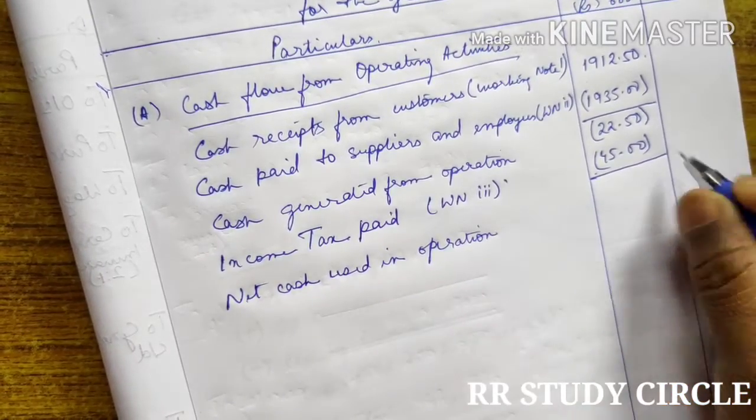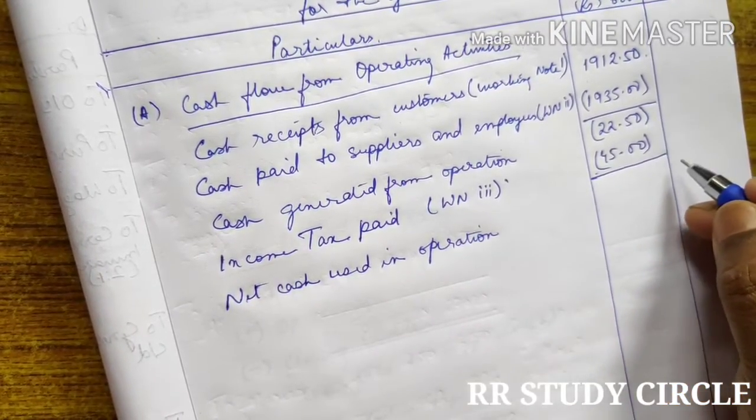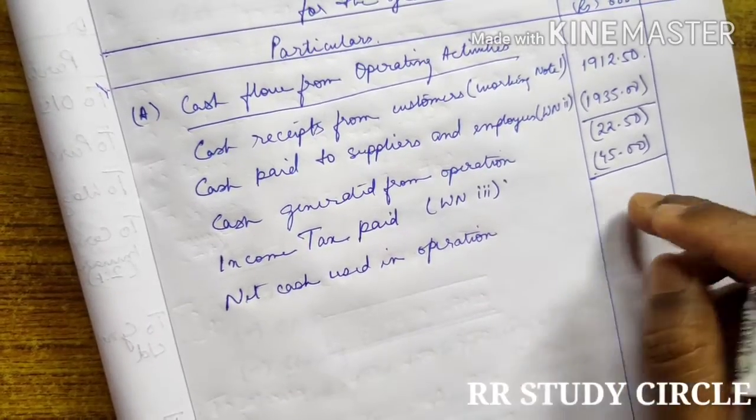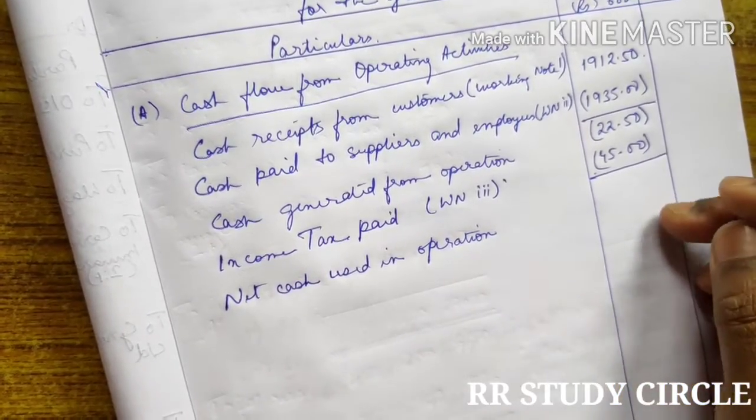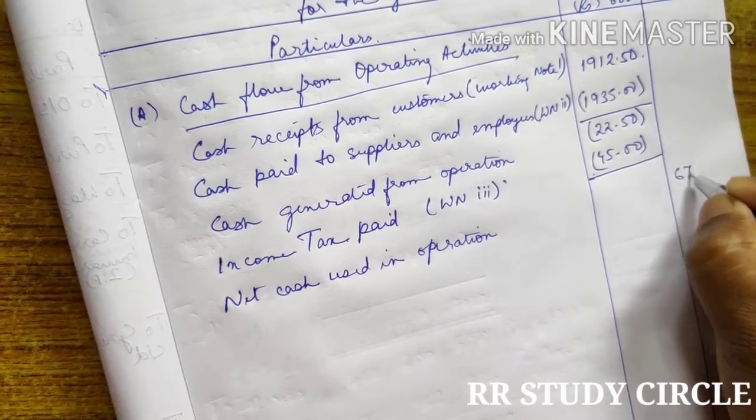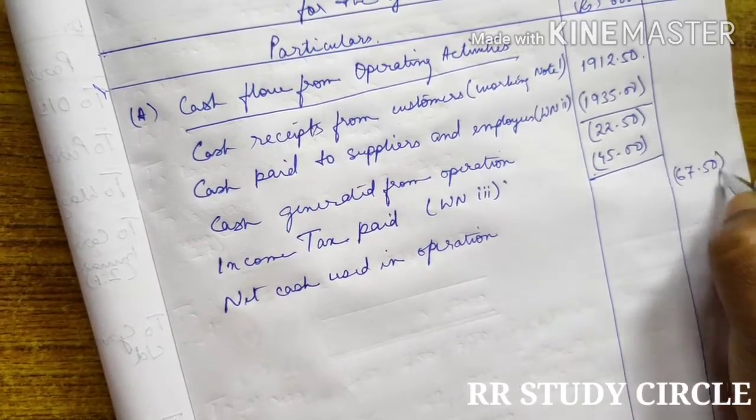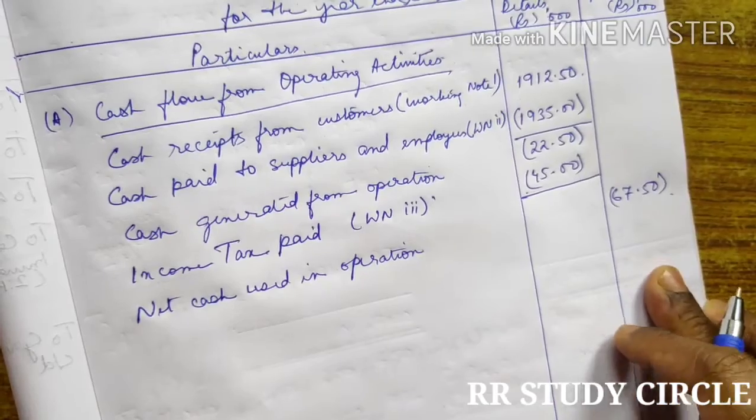Net cash used in operation. So the total will be, because the amount has been paid, so we will write it as used. So the total amount will be rupees 67.50, which will come in the outer column. Is that clear?